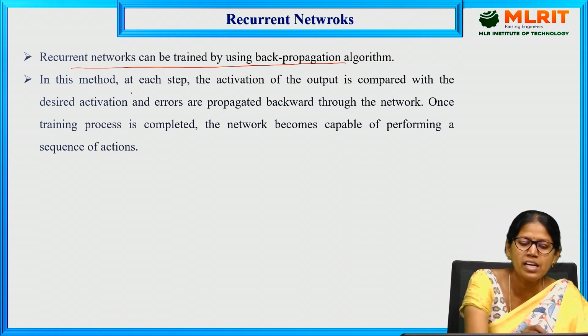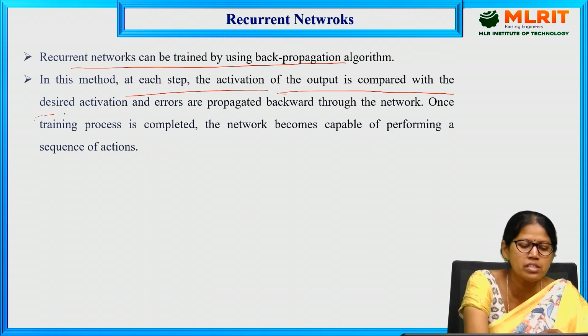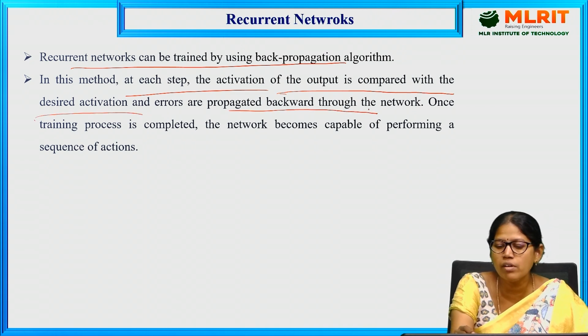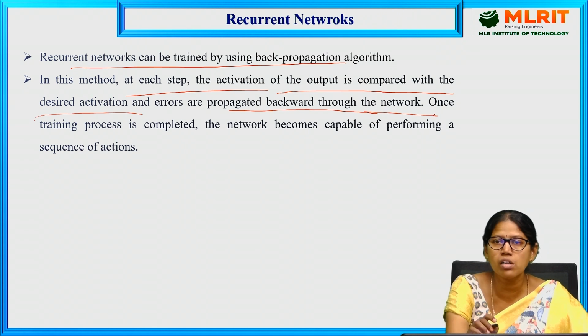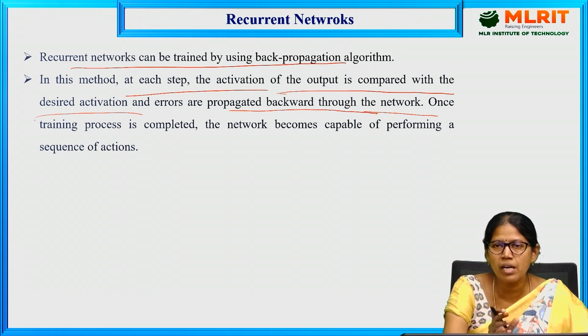In this method, at each step, the activation of output is compared with the desired activation and errors are propagated backward through the network. That is what in the previous sessions we have seen as backpropagation. After computing the output, it will be compared with the desired output. Whatever difference is there, that difference is called the error.